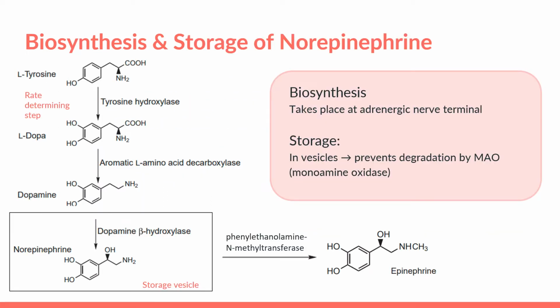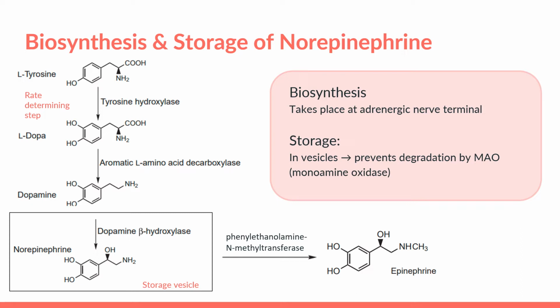Moving on to the biosynthesis and storage. This process takes place at the adrenergic nerve terminal, whereby L-tyrosine, an amino acid, is actively pumped into the neuron cell. Then, the enzyme tyrosine hydroxylase oxidizes L-tyrosine to produce L-dopa, a name for dihydroxyphenylalanine. This process is the rate-limiting step.